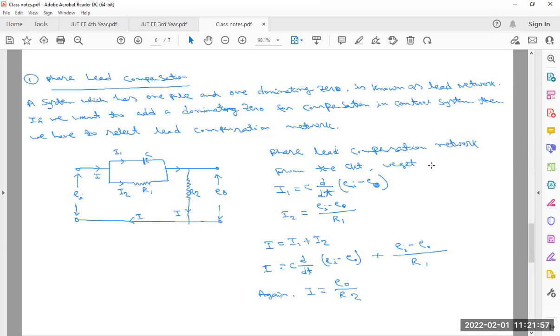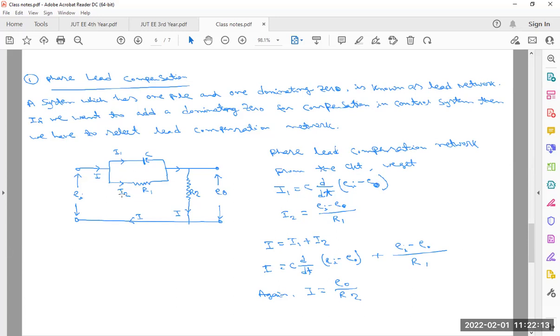From the circuit we write the currents, this is I1 and this is I2. Okay, so I1 is equal to C d/dt of the difference between the input and output.